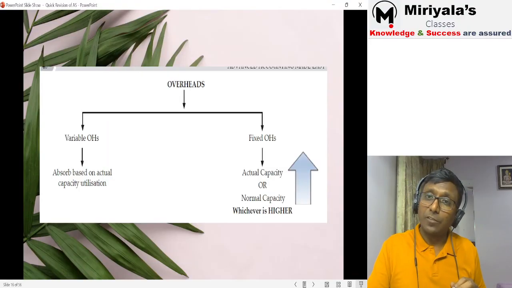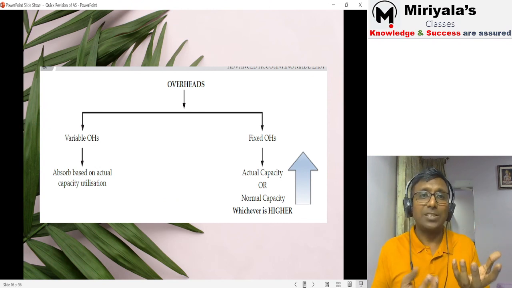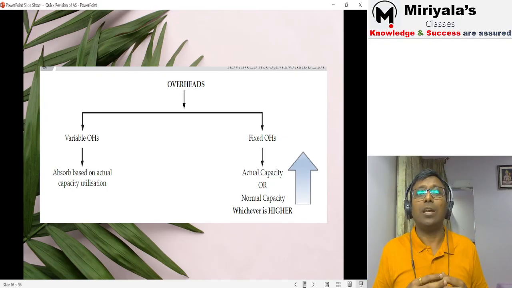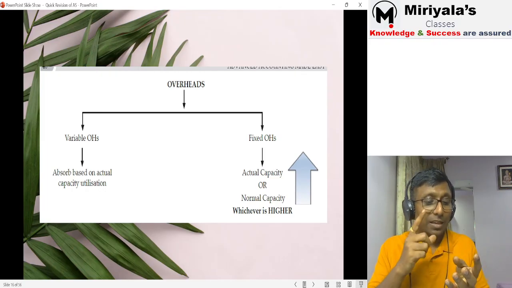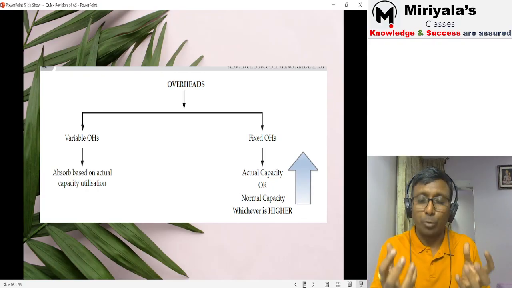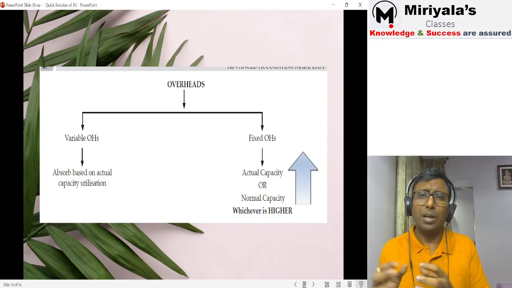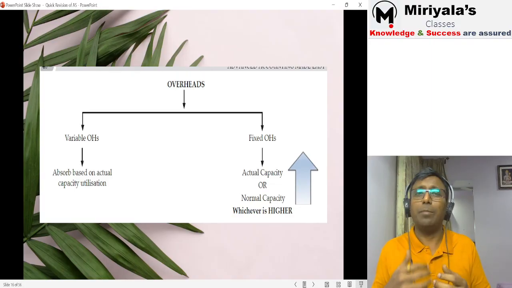And what about cost of conversion? Cost of conversion basically comes from the labor and from the overheads, right? Labor is obviously like a variable overhead. How do you allocate labor? That's based on the actual capacity. And what about the fixed overhead? Fixed overhead will be allocated based on either actual capacity or normal capacity, whichever is higher. What is normal capacity? That is the number of goods that you can produce under normal circumstances, considering normal wastage of time, breaks, holidays, maintenance time, and everything.